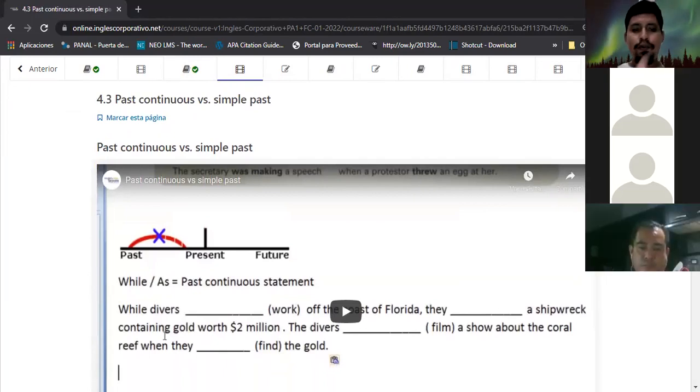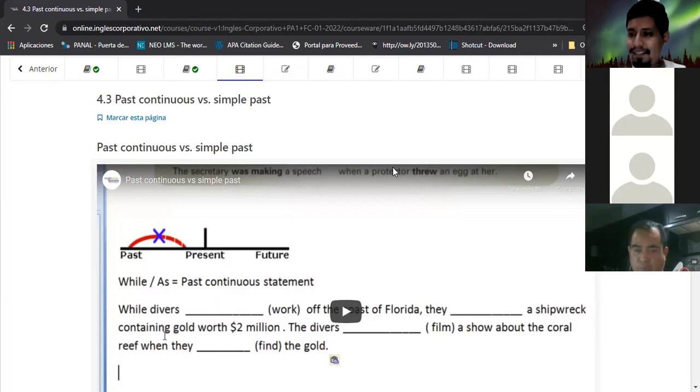So when we talk about past continuous, as you know, is when we want to refer to something that starts at some point in the past, then continues, and then it also finishes in the past, okay? And when we talk about a simple past, that means that we are referring to something that is at a specific point in the past. So that is what is involved, the past continuous and the simple past. We're going to discuss that, okay?